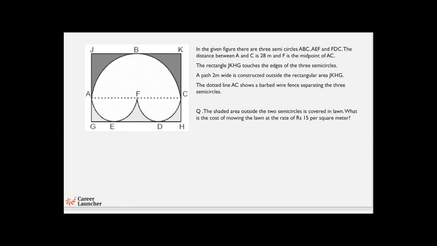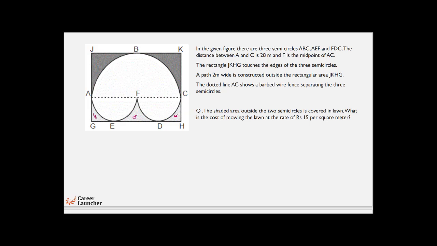The last question in this: the shaded area outside the two semicircles is covered in lawn. So we are talking about this lighter gray area. This particular area has been covered in lawn. What is the cost of mowing the lawn at the rate of rupees 15 per square meter?